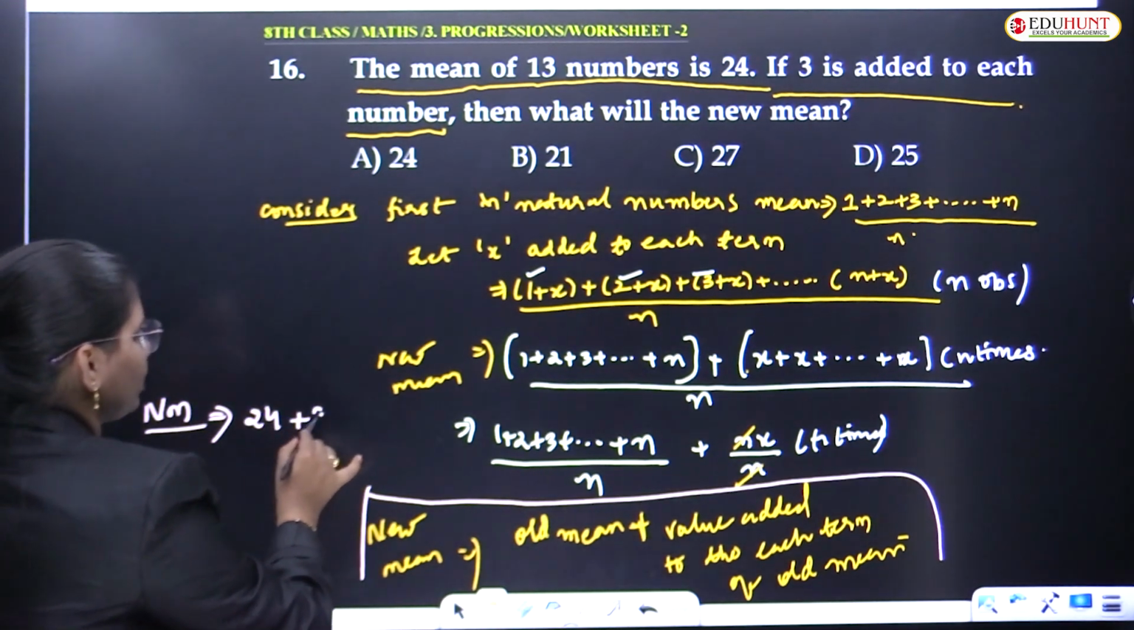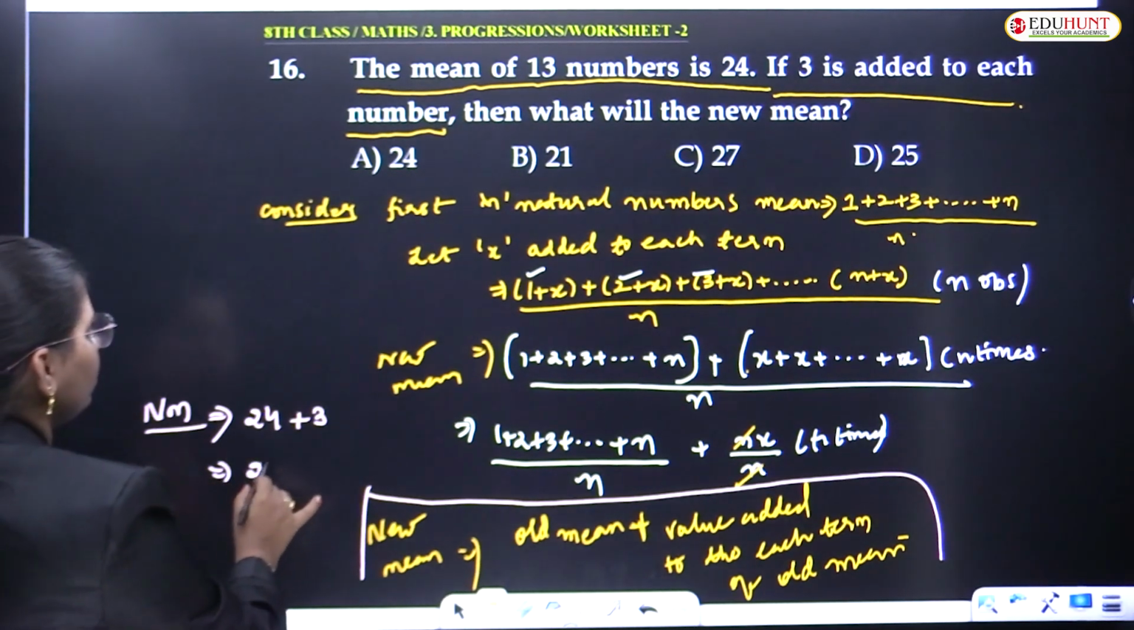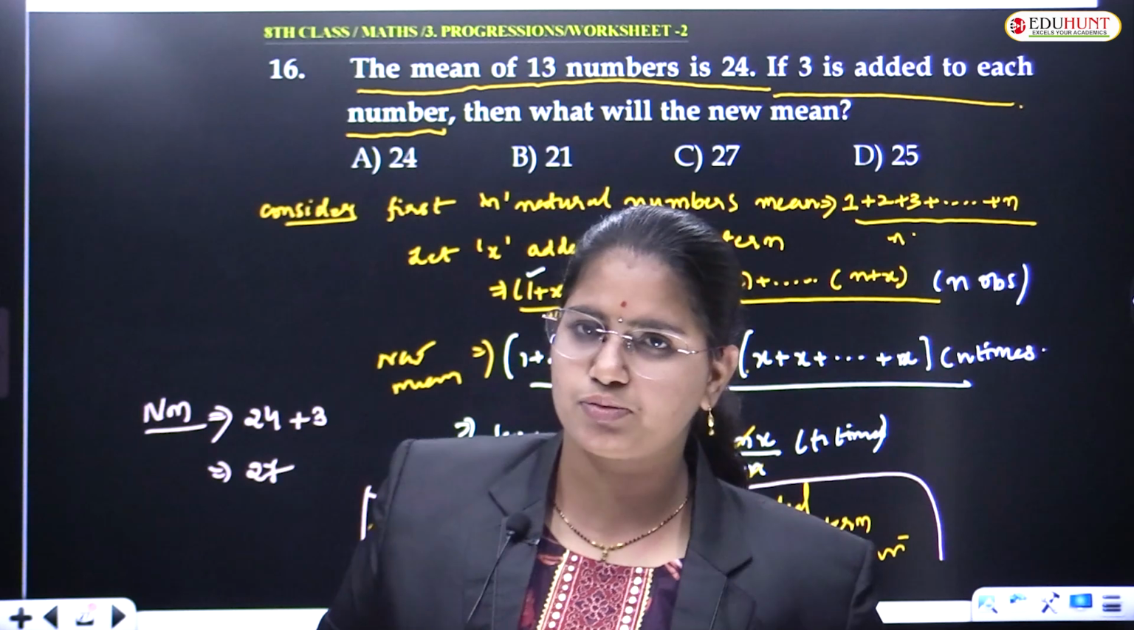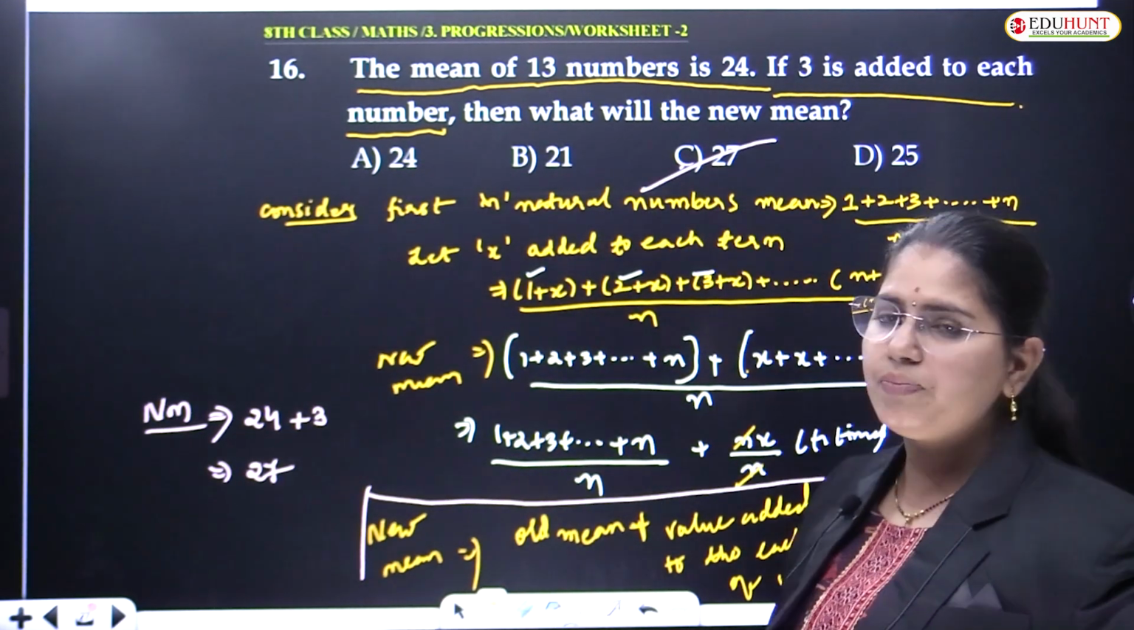24. And what is the term you are being added? Which is 3. And what will be my new mean here? 27. So what is the answer as per given options? So we got 27 as the option number C.